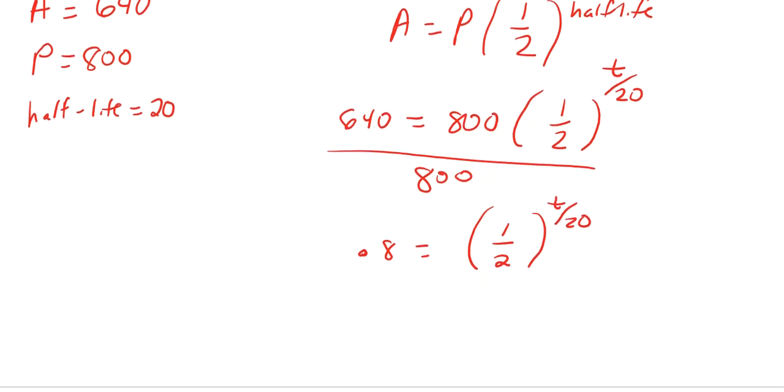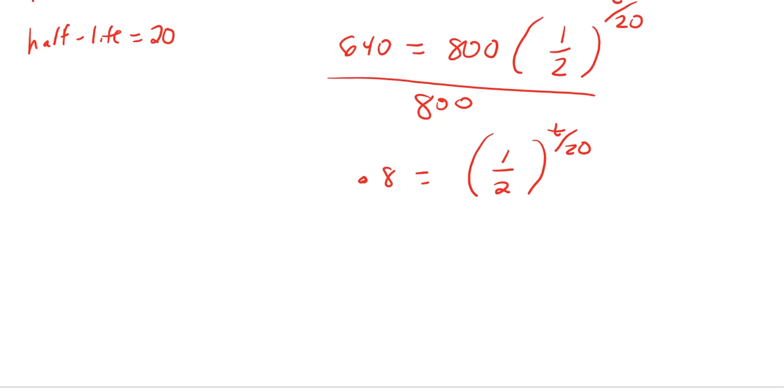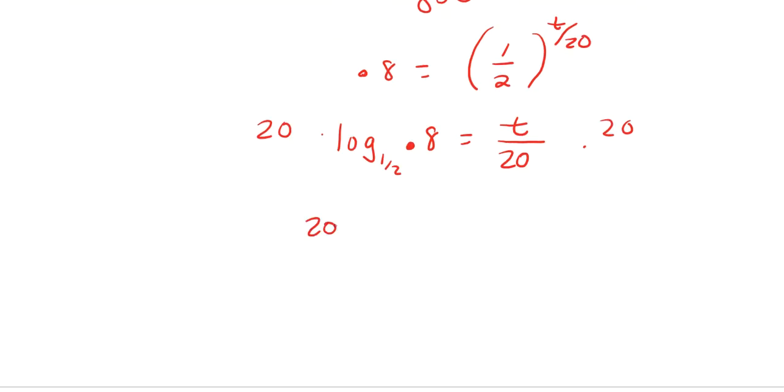Now this time I'm going to convert to a log equation. So if I'm going to convert to a log equation, I'm going to have log base 1/2 of 0.8 is equal to T over 20. At that point, I can multiply both sides by 20. So we can have 20 log base 1/2 of 0.8 is equal to T.